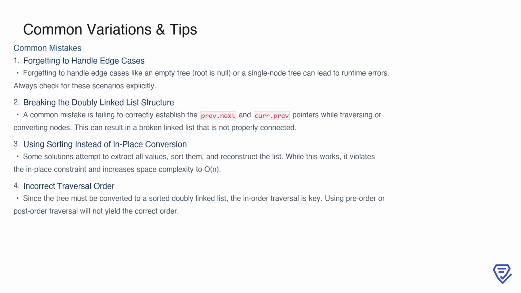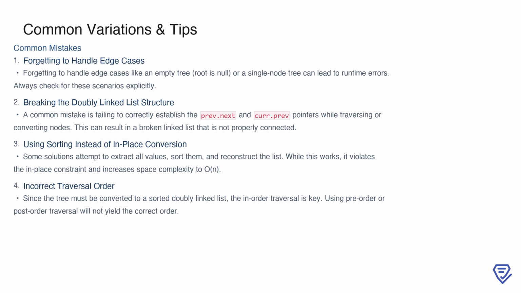When working on this problem, there are several common mistakes to watch out for. First, forgetting to handle edge cases like an empty tree or a single node tree can lead to unexpected runtime errors. Always make sure to explicitly check for these scenarios to avoid issues. Another frequent mistake is breaking the doubly linked list structure by not correctly setting the prev.next and cur.previous pointers. If these connections are incomplete or incorrect, the resulting linked list will not function properly.